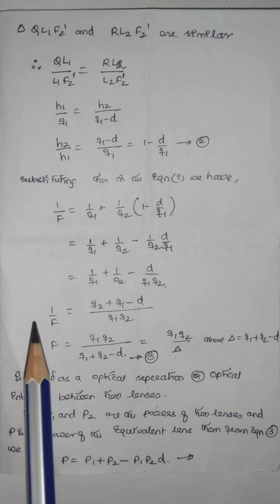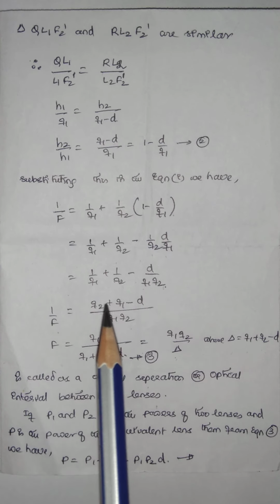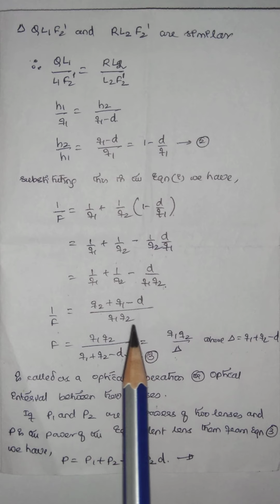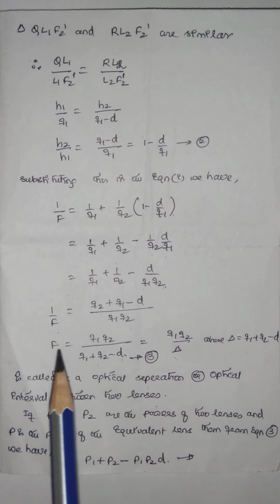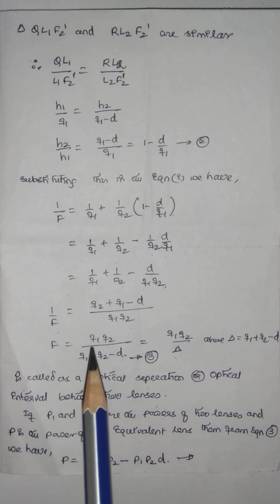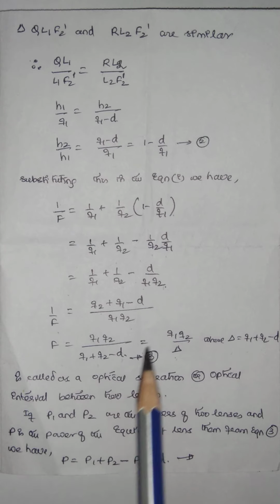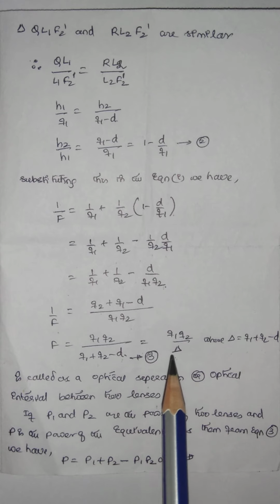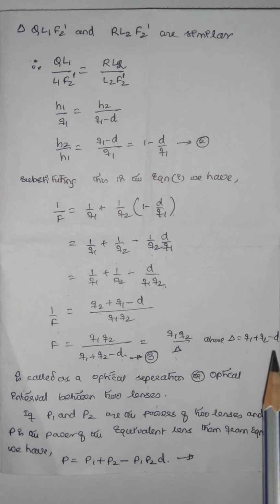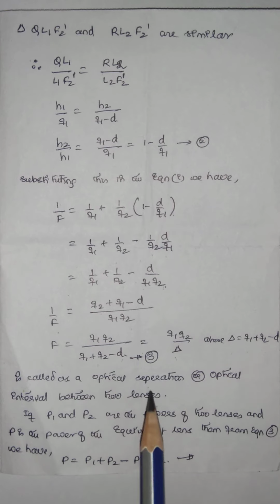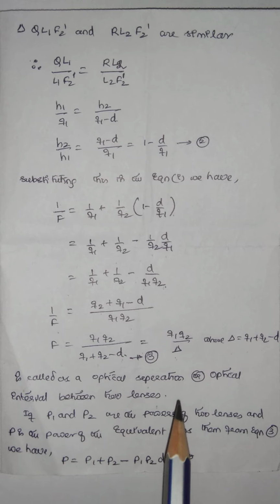Or 1 by F is equal to F2 plus F1 minus D by F1 F2 on taking LCM, as you know. Now, if you take the reciprocal, F is equal to F1 F2 by F1 plus F2 minus D, that is equal to F1 F2 by delta, where delta is equal to F1 plus F2 minus D, is called the optical separation or optical interval between the two lenses.